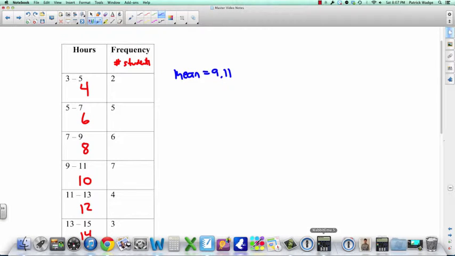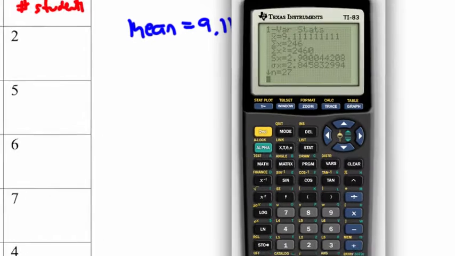9.11 is a joke. Do we know that song, or you guys are too young for that?